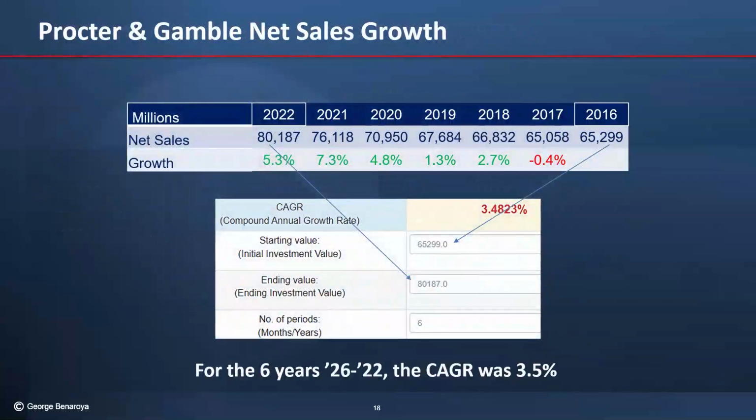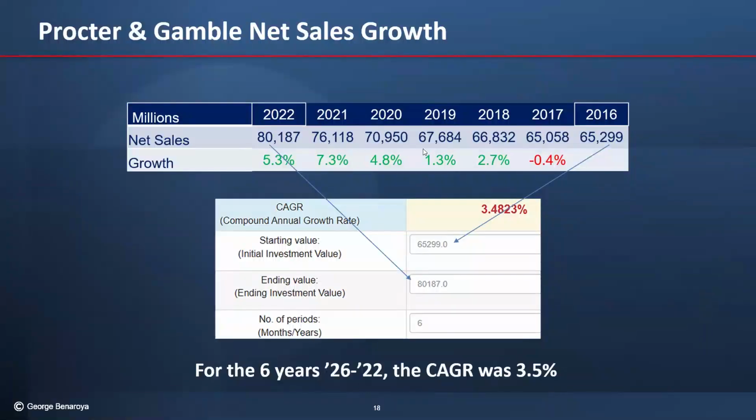Now, let me show you the sales for Procter & Gamble, the numbers that I showed you before, now year by year. As you see, we started here and we ended up here. And so the overall CAGR was 3.48% or 3.5%. But take a look at the different growth rates. It would have been a mistake to only look at these 3 years or to only look at these 3 years. We do need to look into the CAGR.